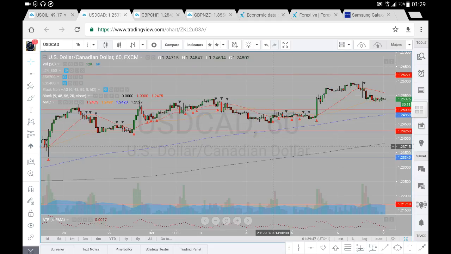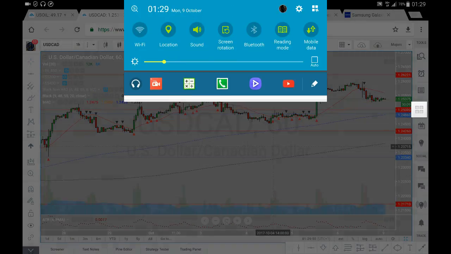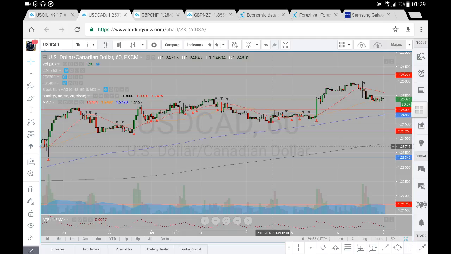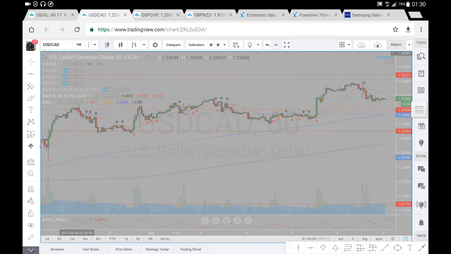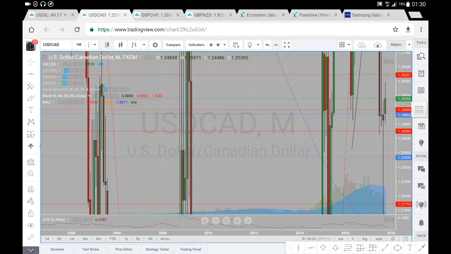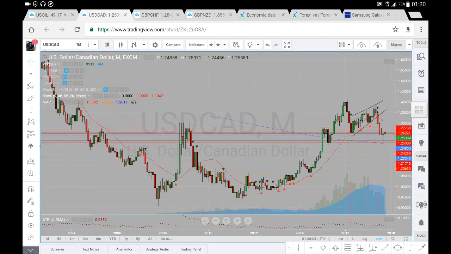So this is US dollar CAD analysis for Monday the 9th of October. I was about to say September. So let's just go to the higher time frames first to get some perspective and get the scale on there. So what have we seen?